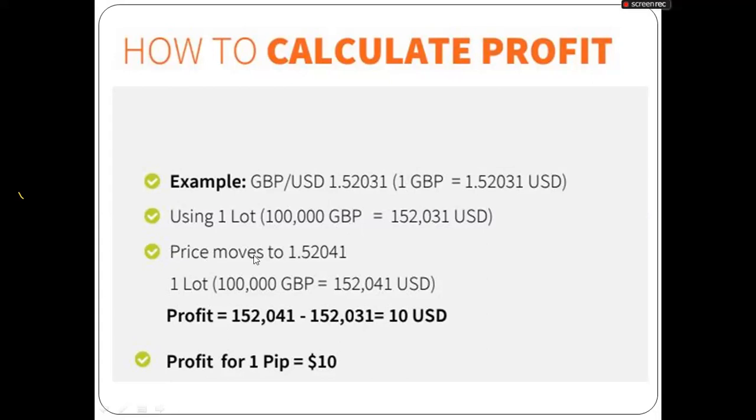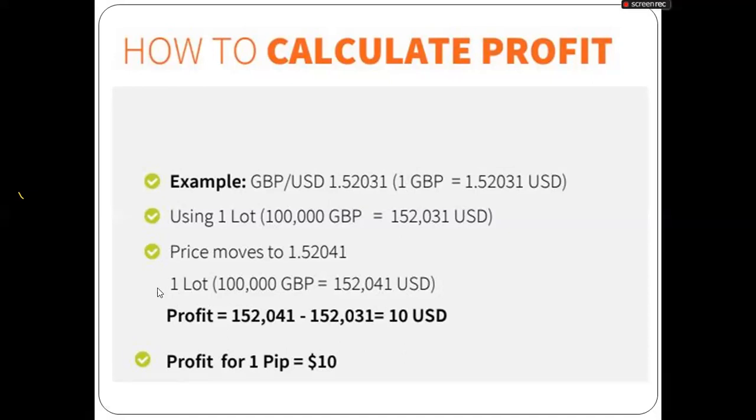So the price moves now, pay attention. The price moves now from 1.52031 to 1.52041. It means that the price has moved, using one lot size. Assuming that you sold it, the price moved from 1.52041 and went down to 1.52031. That means if you sold it, it went down, okay? And the price went down from 1.52041 to 1.52031.